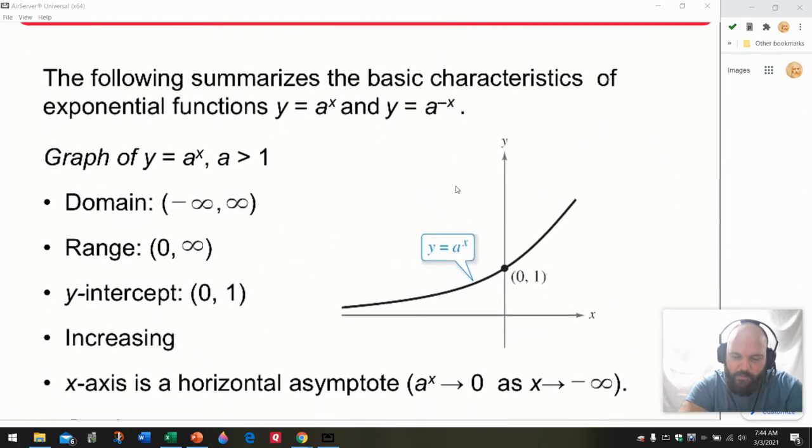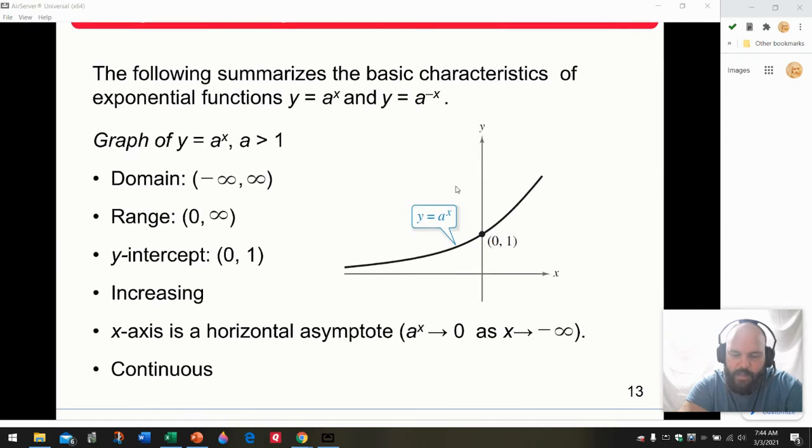Now let's talk a little bit about what an exponential graph looks like. This is kind of a summary of its characteristics. First of all, the domain of this function is negative infinity to positive infinity. So that means this graph goes to the right forever and it goes to the left forever. There are no domain restrictions on an exponential graph.